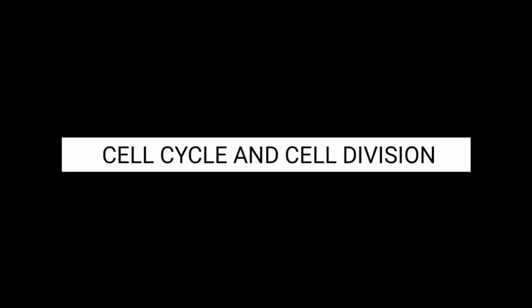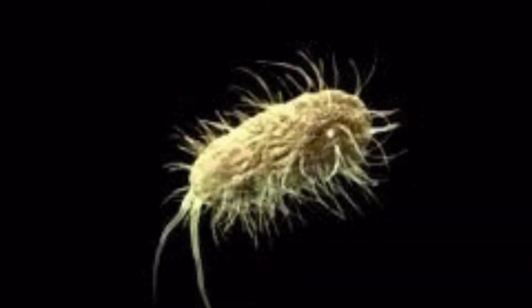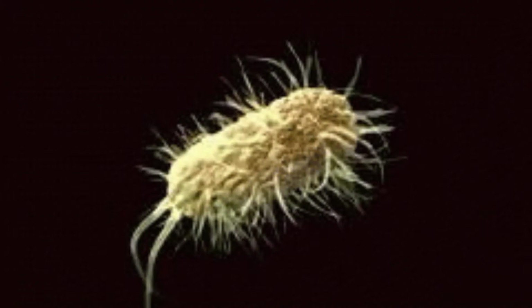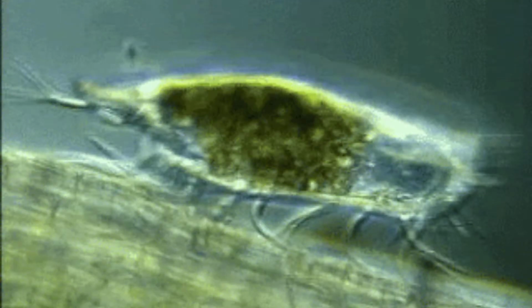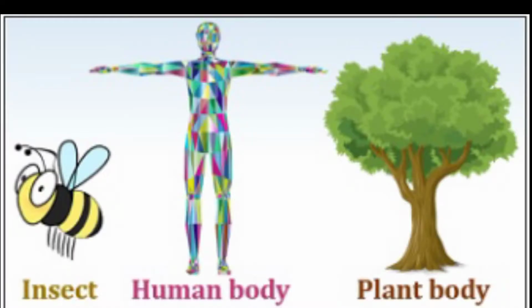Yes, students, let us start with a new chapter, cell cycle and cell division. You are aware that all organisms, from the simplest prokaryotic unicellular organism to the giant multicellular organism, start their life from a single cell. You may wonder how a single cell then goes on to form such large organisms.